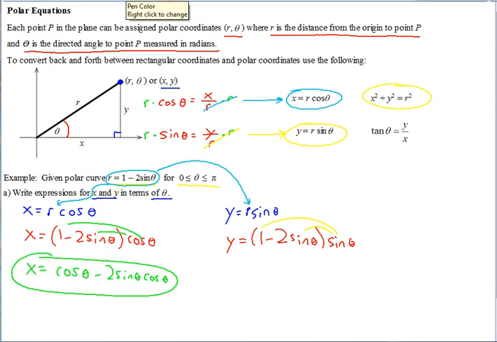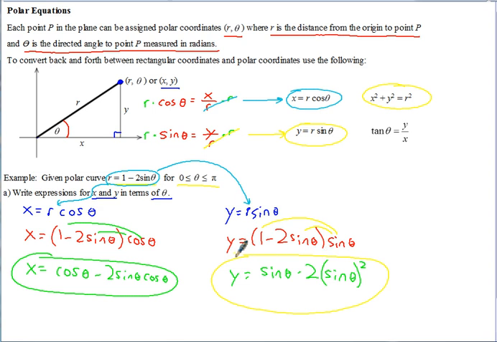If you distribute out the sine theta, that would give you y equals 1 times sine theta, which is sine theta, minus 2, well, sine theta times sine theta is sine theta squared. You could write the squared right there, but it's actually easier to work with if you put parentheses and squared. That's really what's happening there: we've got sine theta times another sine theta. So now, if we knew what theta was, we could figure out the x-coordinate and the y-coordinate to put it back in traditional Cartesian coordinates.